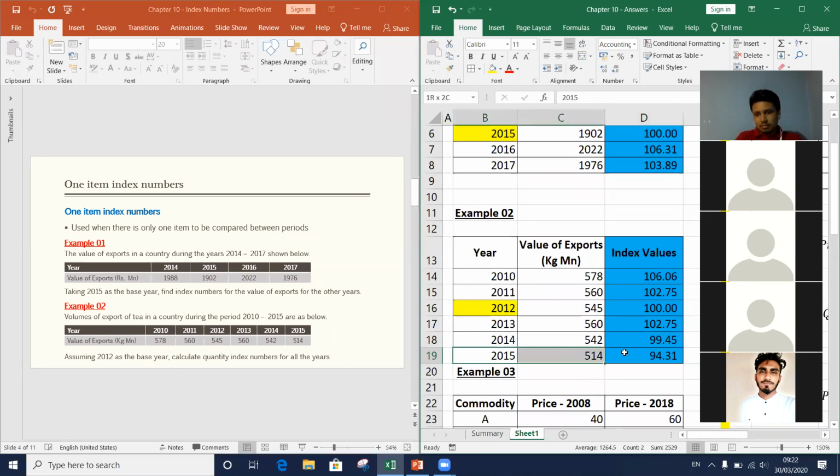By looking at this figure 94.31, what can you say? What is the comment you can give? What is the interpretation you can give? මොකක්ද දෙන්න පුළුවන් interpretation එක?